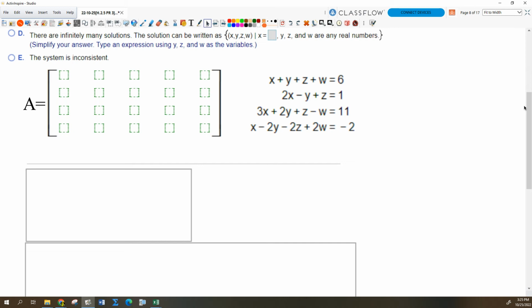So then we're going to allocate the first column. These are the coefficients of X. These are going to be the coefficients of Y. These are the coefficients of Z. These are the coefficients of W. And those are the constants. So how would I say that first row in a matrix? What's the coefficient of X in the first equation? 1. What's the next one? 1, 1, 1, 6. There's the first row. Second row.